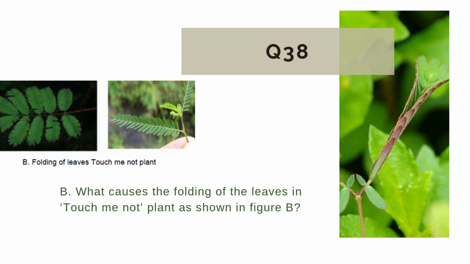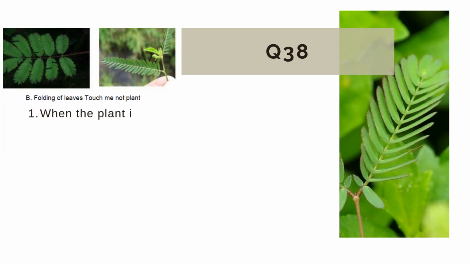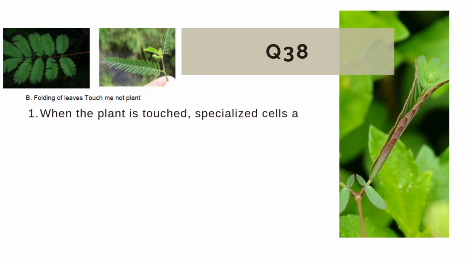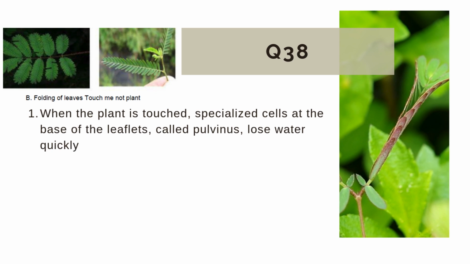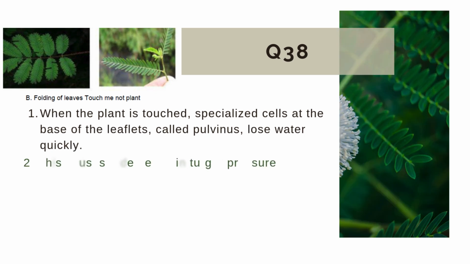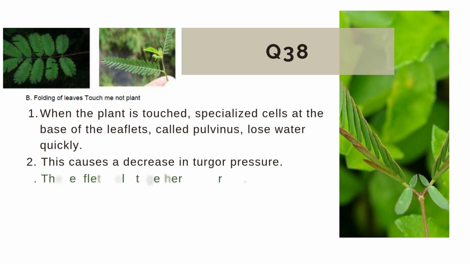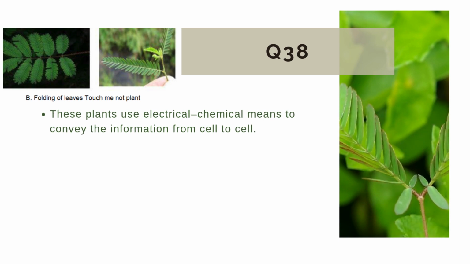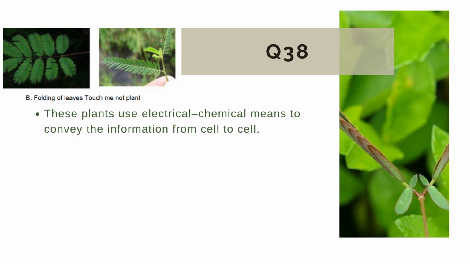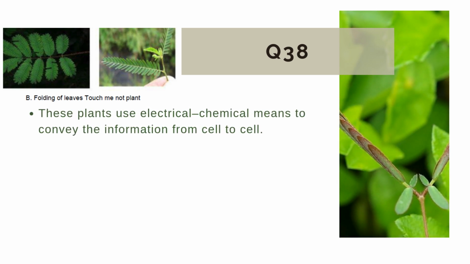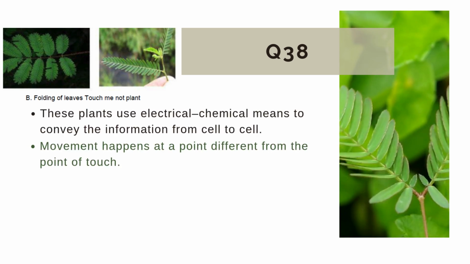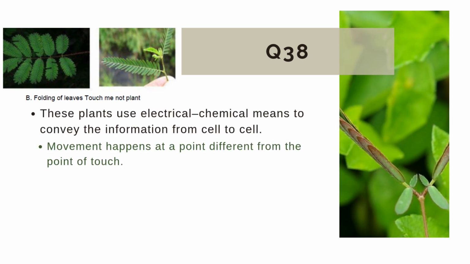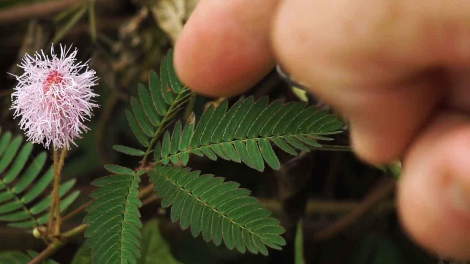Let's first see how it happens. When the plant is touched, specialized cells at the base of the leaflets called pulvinus lose water quickly. This causes a decrease in turgor pressure. The leaflets fold together and droop. Also note that these plants use electrical and chemical means to convey the information from cell to cell. Movement happens at a point different from the point of touch.